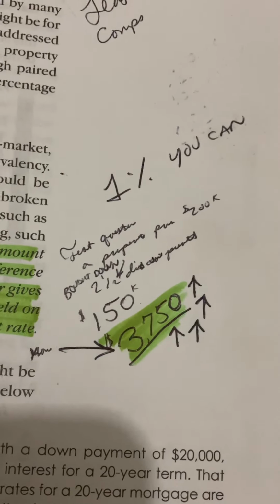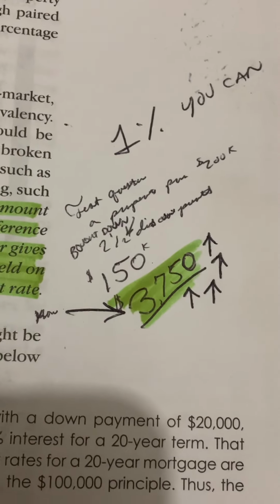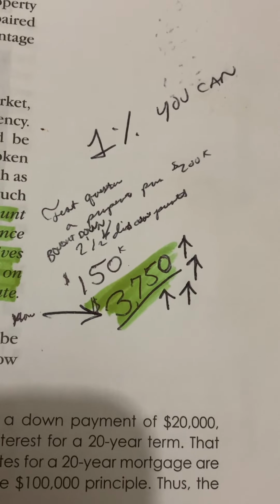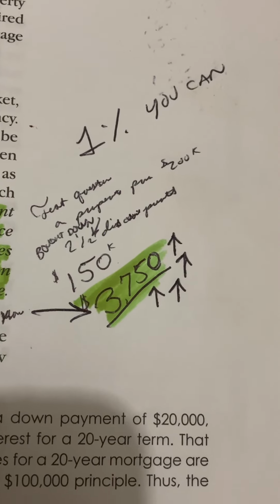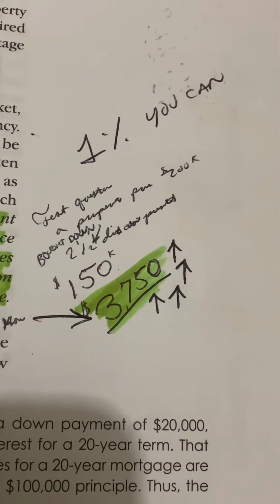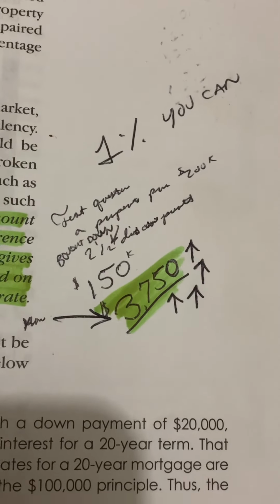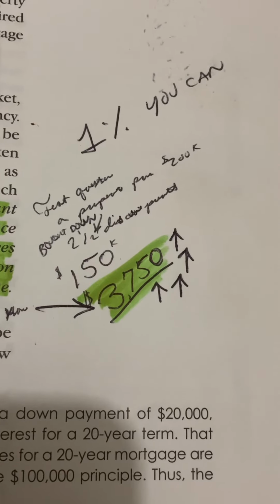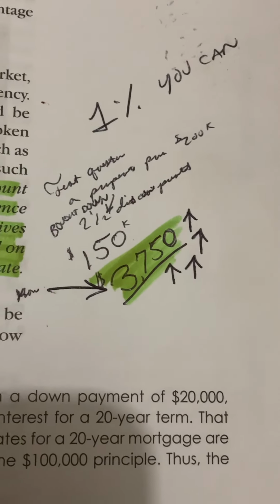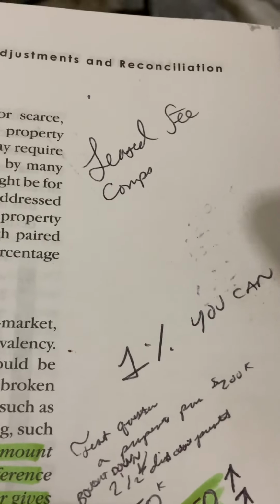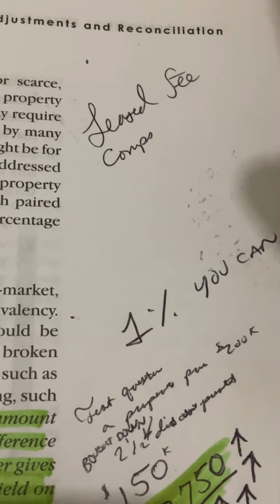1%, you can. Test question. Property paid $200,000, bought down 2.5 discount points. $150K, something about $3,750. Know that. Leased fee comps.